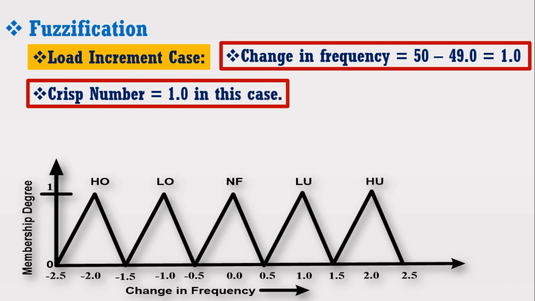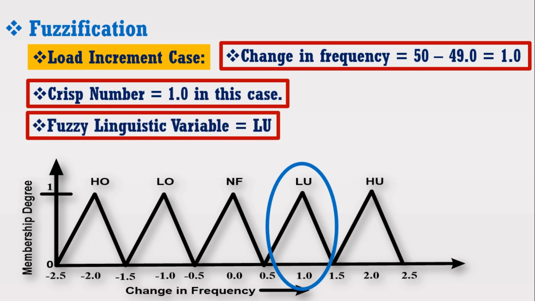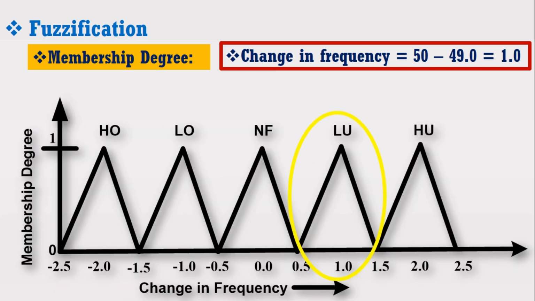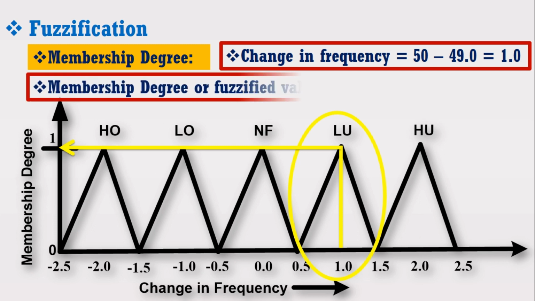Now to convert this crisp number into a fuzzy linguistic variable or number, we have to see in which membership function this number lies. By looking at the figure, it may be observed that 1 Hz lies in the membership function of LU, namely low undershoot. It means that this low undershoot is the fuzzy linguistic variable. Now we need to determine its membership degree. You can see on the vertical axis membership degree is written. To determine the membership degree of 1 Hz using the graphical method, you can see it has the membership degree of 1. It means that now this 1 is the fuzzified value.